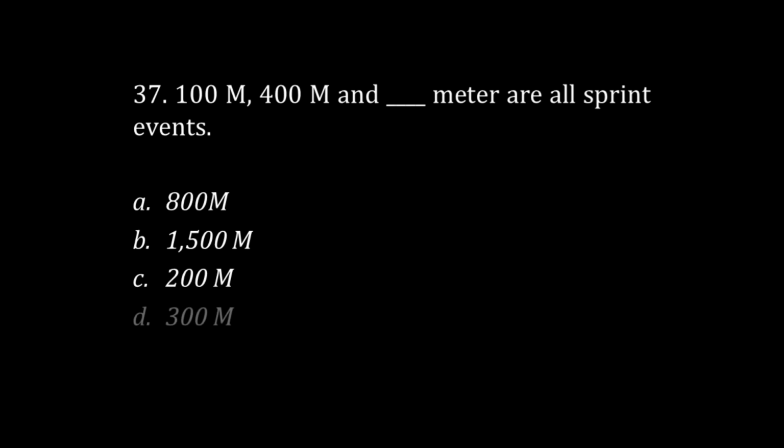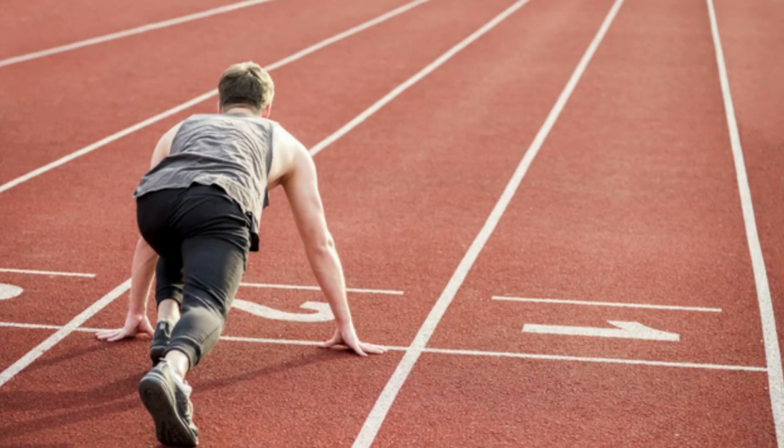100 meter, 400 meters, and blank meter are all sprint events. A. 800 meter, B. 1,500 meter, C. 200 meter, D. 300 meter. The correct answer is letter C. 200 meter. A sprint is a short running race.